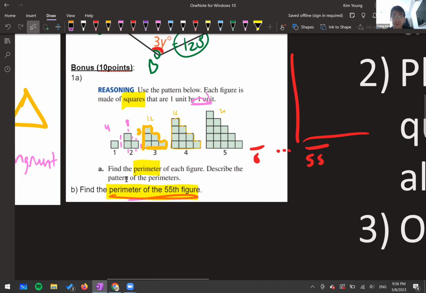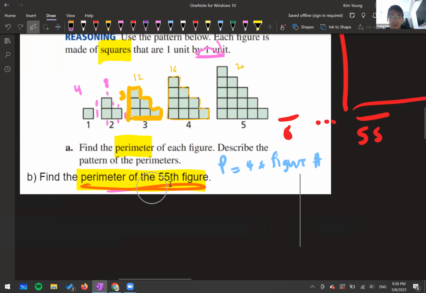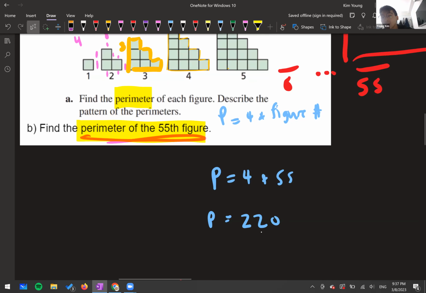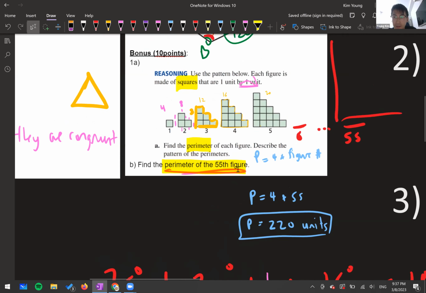Okay, well, in part A, we said that P, the perimeter, is equal to 4 times the figure number, okay? Well, the figure number here that they gave you is 55. So here we just substitute. So it's P is equal to 4 times the figure number. That's 55. Okay, so what is that? 220. Okay, this is 220. P is equal to 220. Okay, units. And that's it.